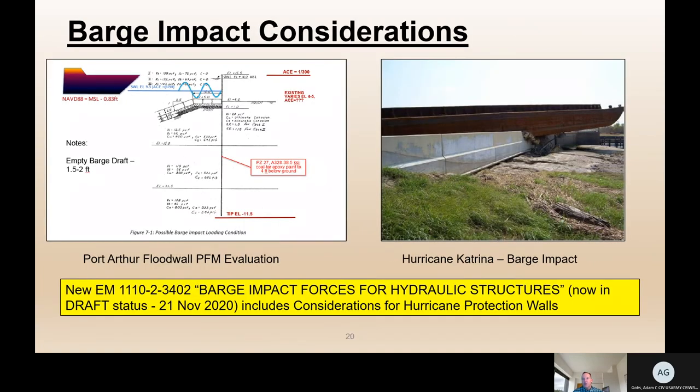And then barge impact considerations. There's a new draft EM 3402. It's now in draft status, being reviewed now. And it considers a lot of the lessons learned from Katrina. Over 200 barges broke loose from moorings during Katrina. There were impacts and damage to the flood wall in numerous cases. The HSDRRS guidelines, the Hurricane and Storm Damage Risk Reduction System guidelines, do include design considerations for barge impact for coastal flood walls. And it should be considered for inland levees where there's commercial navigation traffic.